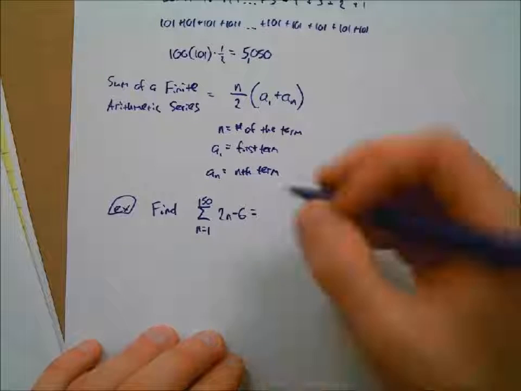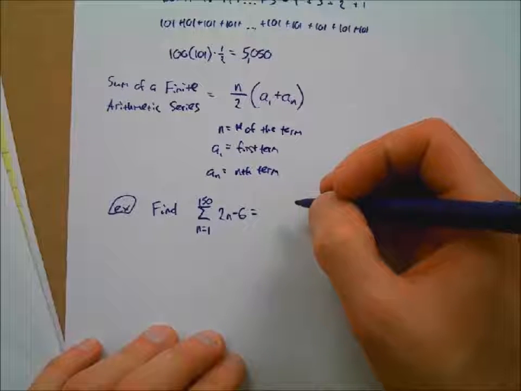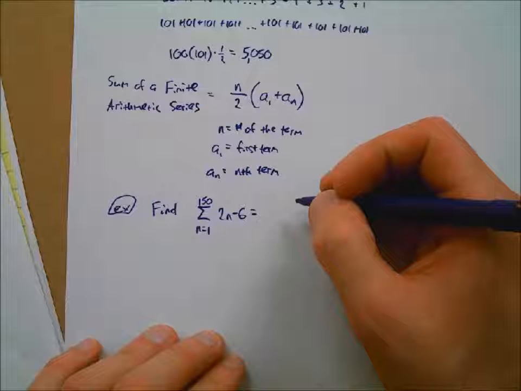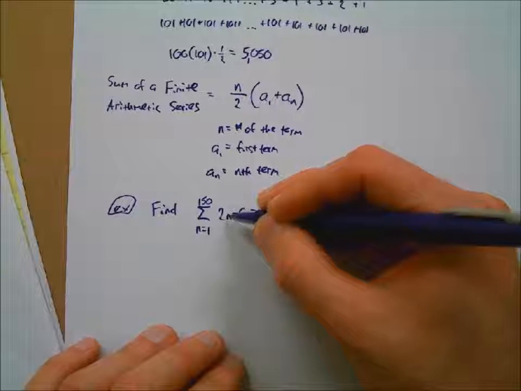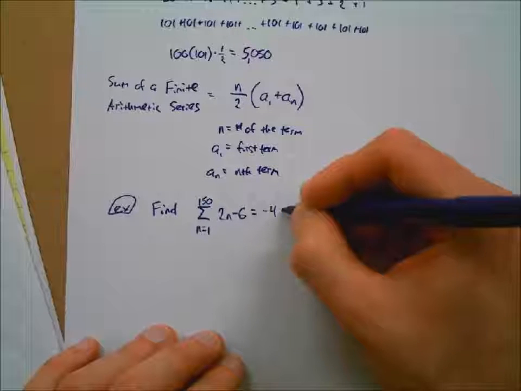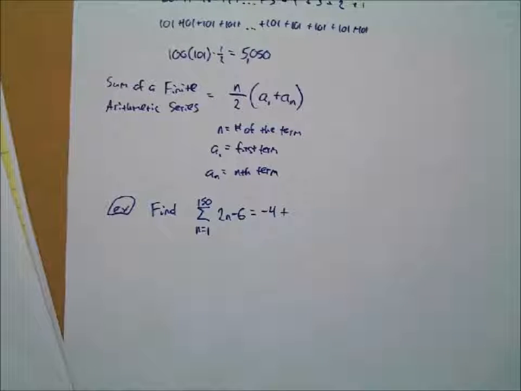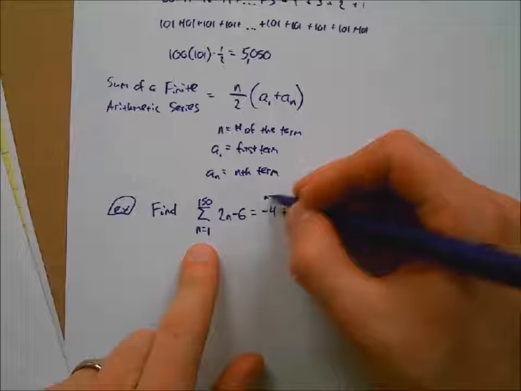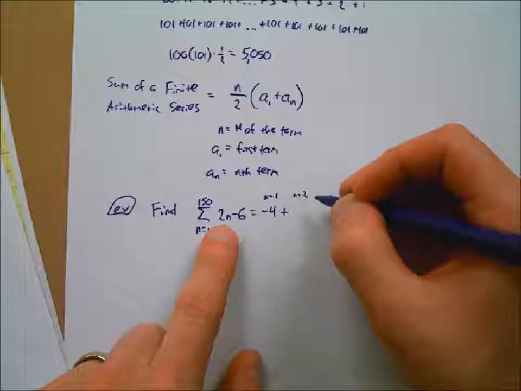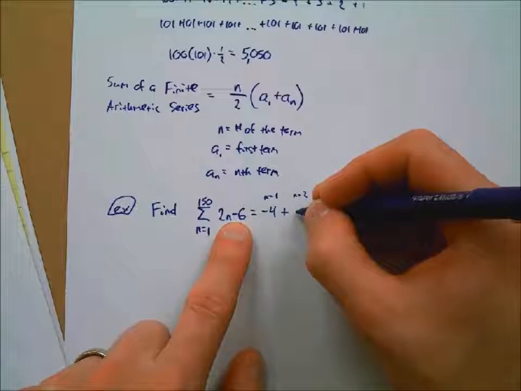So what's the first term going to be? Negative 4, right? Just plug 1 in here. 2 times 1 is 2, minus 6 will be negative 4. Okay, and then to that we're going to add, what's the second term going to be? Negative 2, right? Again, we can just try it by plugging in n. So this is n equals 1, n equals 2 here. Just plug in 2. 2 times 2 is 4, minus 6 is negative 2.